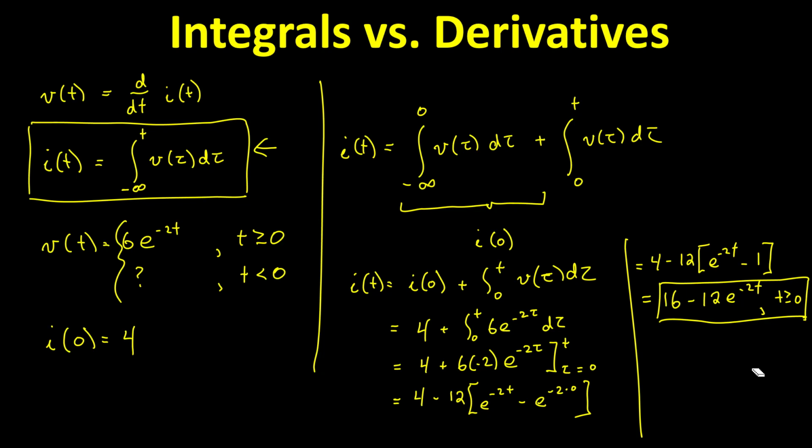Of course, we don't know what it is for time less than 0 because we have no idea what our voltage is for time less than 0. But if we're given it for time greater than 0, we can solve for the answer for time greater than 0 using this initial condition here.